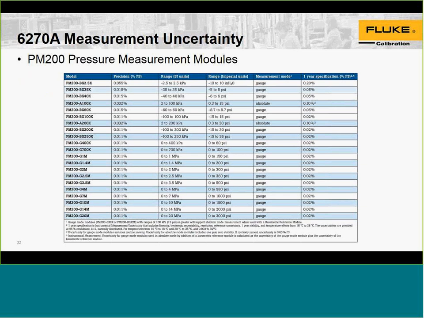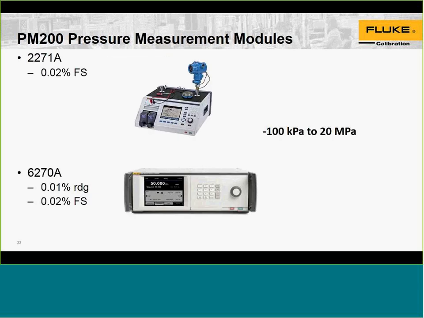There are multiple module sensors available, and this is the PM200 pressure measurement module class, which is only 0.02% of full-scale sensor ranges. This class can also be used in the 2270A standards, or the 2271A calibrator can only use the PM200 modules.